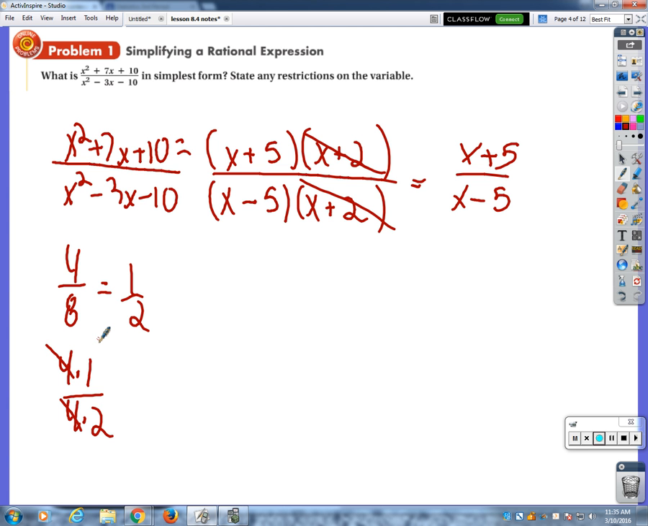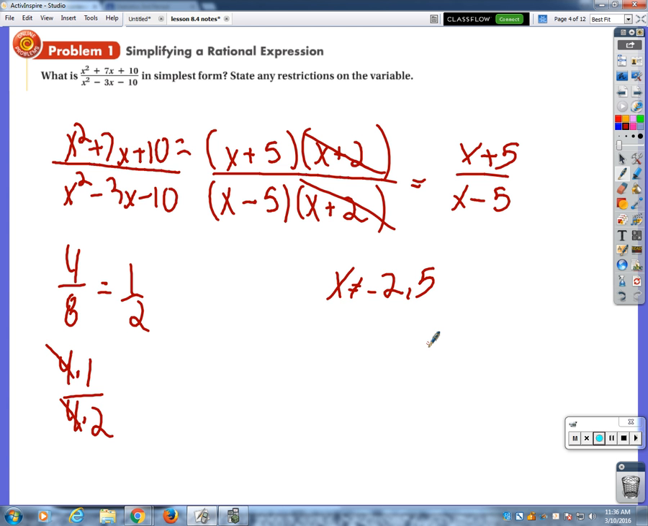I'm not really worried about the restrictions on the variable part, but you should know based on what we did already, what numbers could I not plug in for x? I could not plug in negative 2 because, why not? Oh, okay. You can't plug in negative 2 because that makes this be 0, and I can't divide by 0. So I also can't plug in 5. So the restrictions on the variable are that x could not equal negative 2 and x can't equal 5.